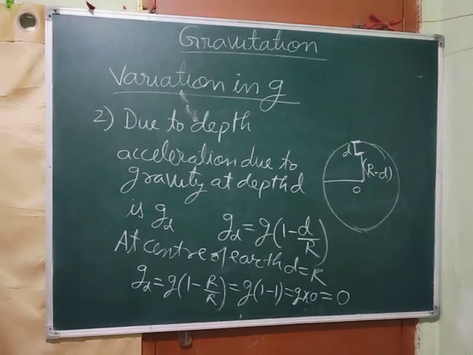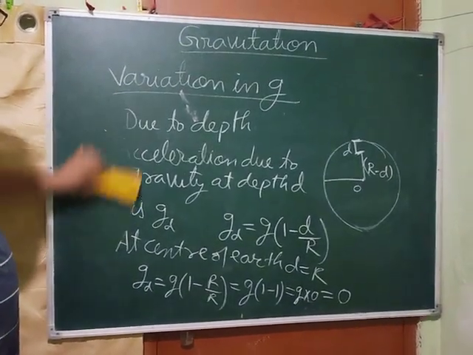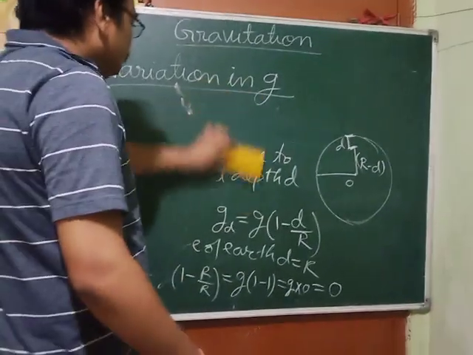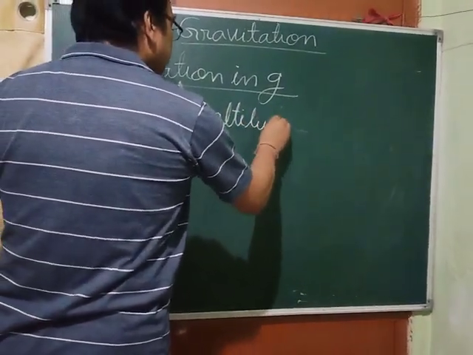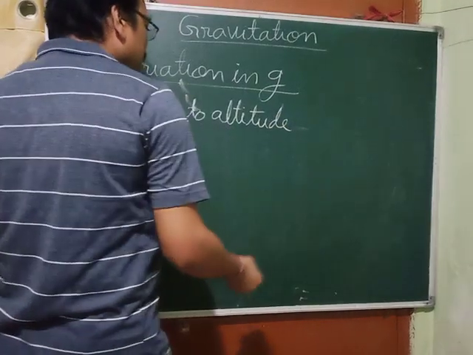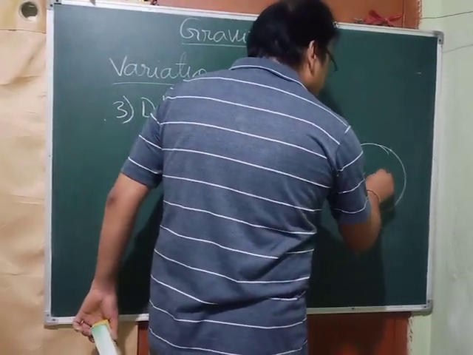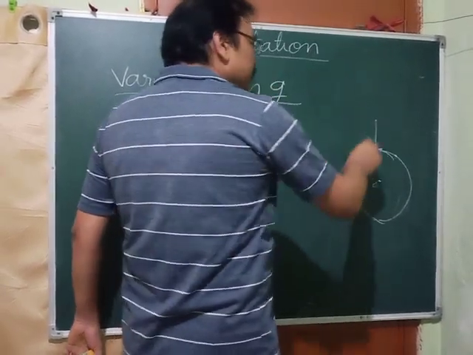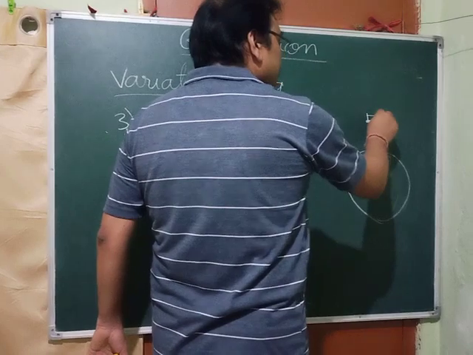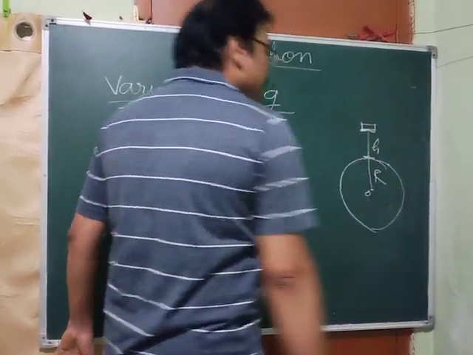Can we go for the next one? Okay. Altitude. Altitude means, suppose this is the earth, the center of the earth, and we are going above the earth. Suppose we are here, the object is here. This is height h, and this is distance r.